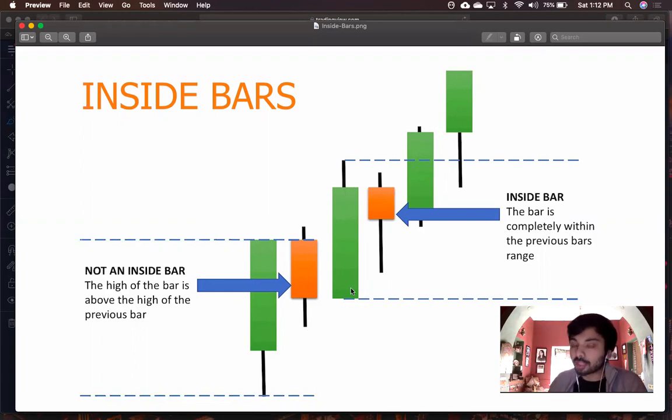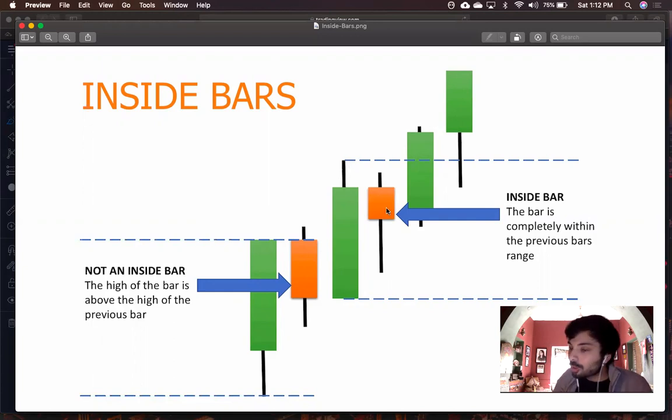This is called the mother bar. And then you have something called an inside candle. So a red bar, a smaller bar. Mother bar is a big bar. The inside bar will be smaller. So this small red bar will be inside the highs and lows of the mother bar.